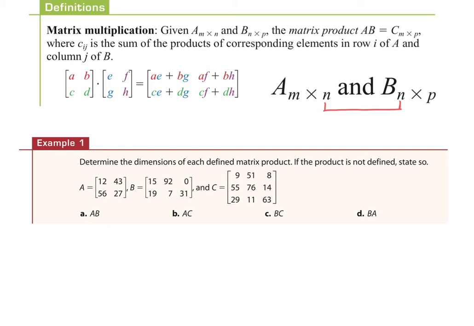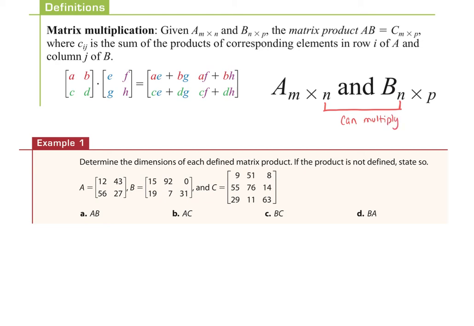The way you're going to check is you're going to look at the number of columns of your first compared to the rows of your second. They have to match, okay? So this tells you whether or not you can do the operation. You can multiply by checking that, all right?